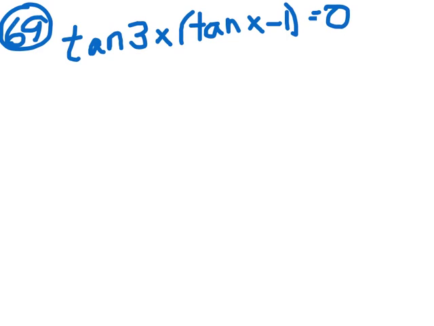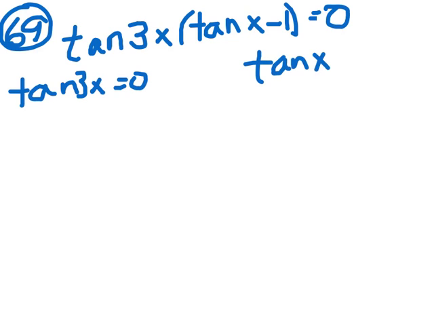Okay, so I have tangent 3x times tangent x minus 1 is 0. So basically, that's in factored form, so to solve, I'll have to consider tangent 3x is equal to 0, and then tangent x minus 1 is equal to 0. Now this could have a lot of answers, except that I'm noticing I'm getting zeros.